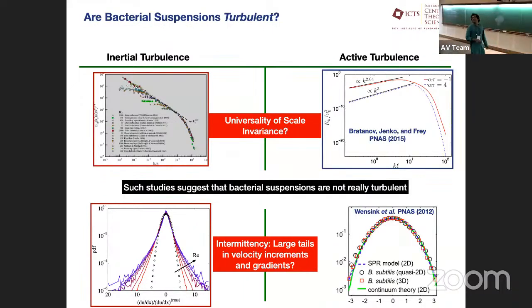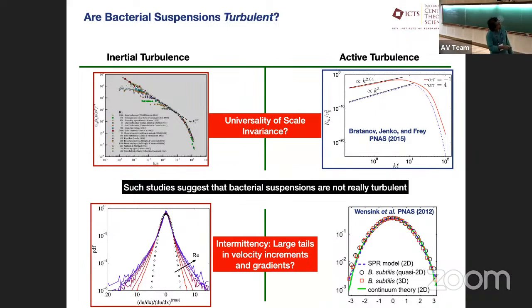What about bacterial suspensions? So this is early work. For example, this is the work from Bratanov, Jenko, and Frey a few years ago, where they showed that if you measure the same object, the energy spectrum, the distribution of kinetic energy across Fourier modes, and you do it for different activities, so these are two different activities, you get different exponents. That doesn't happen in turbulence. Whatever the Reynolds number, you'll always get the same exponent.